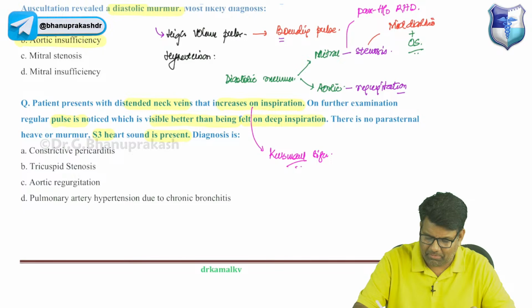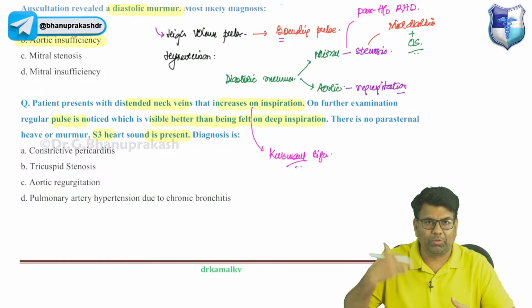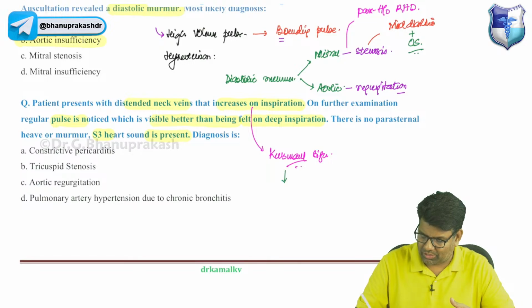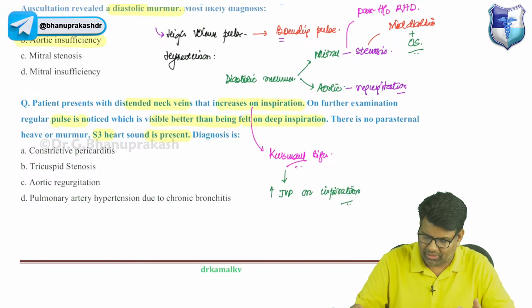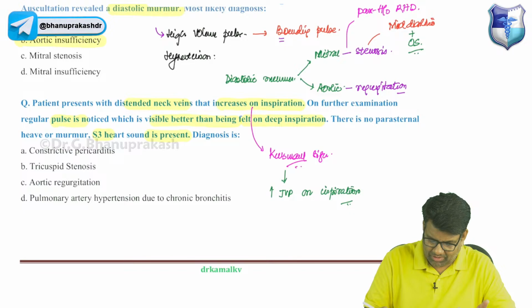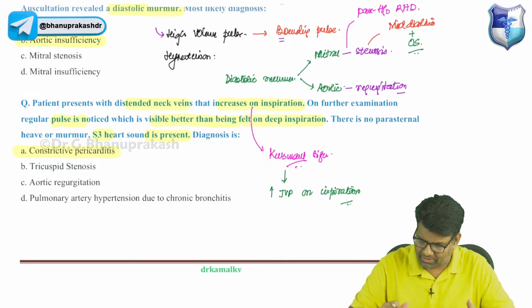And what is Kussmaul sign? Normally when we inhale, the JVP should come down, but in Kussmaul sign there is a further increase in JVP on inspiration. So it is against the normal physiology of inspiration, and whenever there is a Kussmaul sign, you have to think of only one condition. Yes, Puneet, you are absolutely right, this is constrictive pericarditis. So this is Kussmaul sign, constrictive pericarditis.